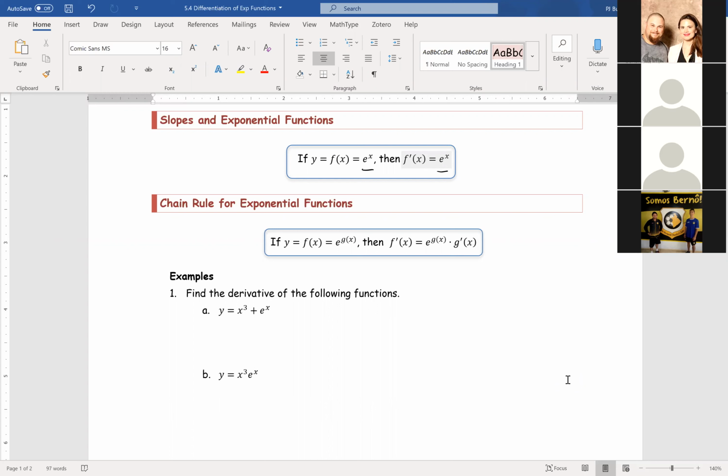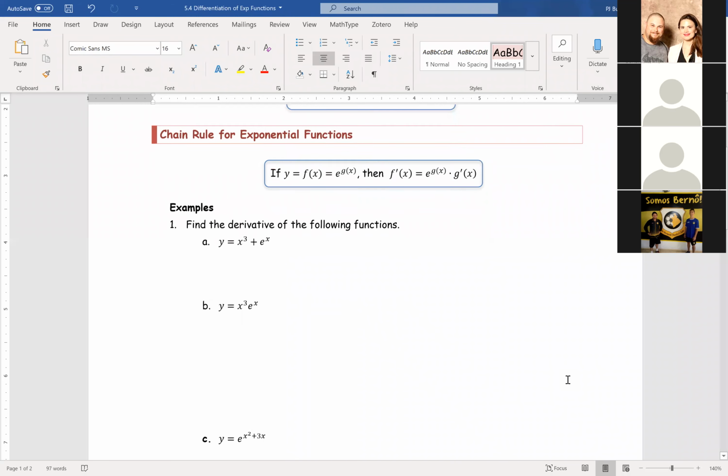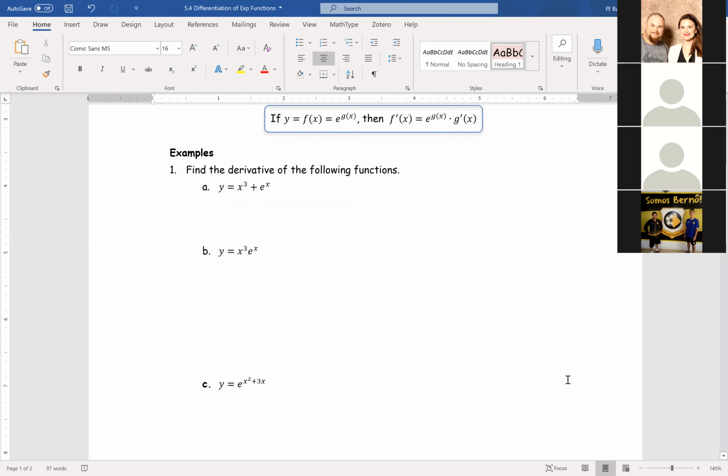The only change then is if we have something other than x up there. So here you see we've got e to the gx, which is some other function of x. And so when we differentiate that, we still get e to the gx back, but multiplied by g prime. So not a whole lot of extra stuff. So let's go ahead and demonstrate that.